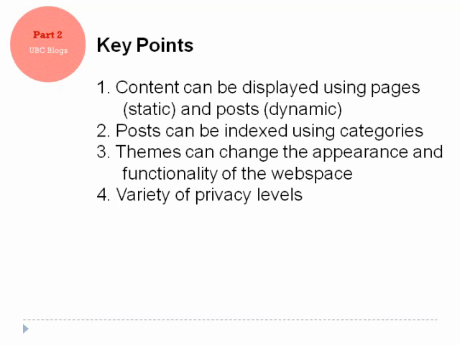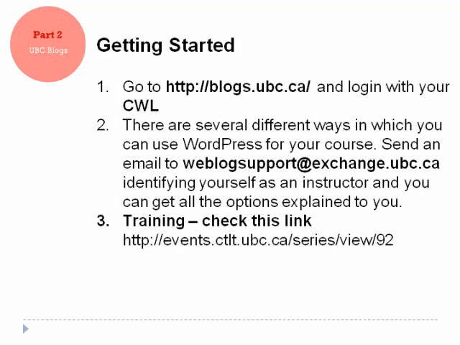So we're almost done our session now, and I just have one more slide before we get some feedback, and that is how to get started using UBC blogs. So if you're interested in developing a web space, a blog space, a course site, begin by going to http://blogs.ubc.ca and log in with your CWL. This will prompt you to create a blog. From there, there are several different ways you can use WordPress or UBC blogs for your course. Send an email to weblog support, identify yourself as an instructor, and they will send you some information on options in terms of developing a course blog. Finally, check out some of the training offered by CTLT around using blogs. Typically, we offer 2 to 3 different WordPress training sessions per semester, guiding users through basic blogging, through more advanced web space building.